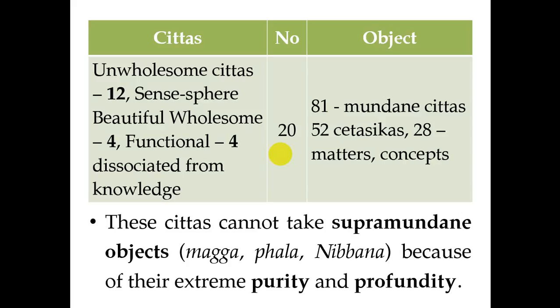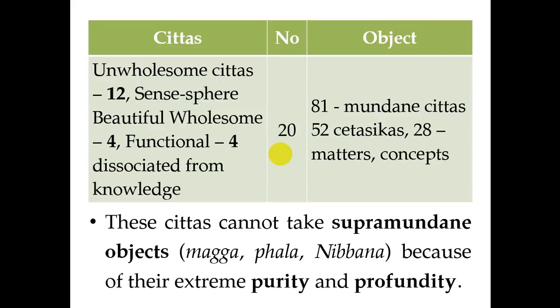So these 20 Cittas cannot take supramundane objects, because these supramundane objects are very pure and very profound. Therefore, these 20 Cittas will not be able to see them, right? But I think that is my thinking, not written, not from the Bhikkhu Bodhi book.